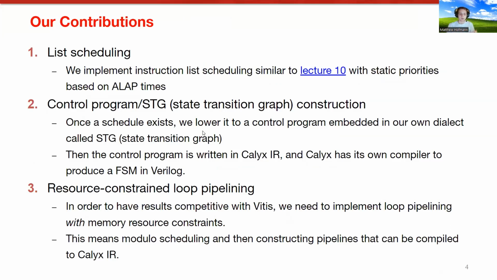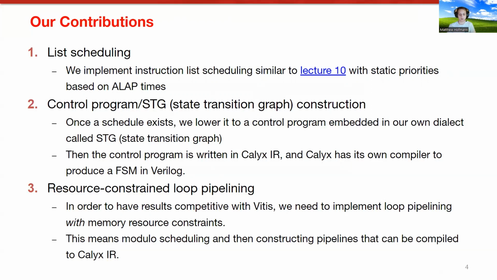So our contribution starts with list scheduling. We implement list scheduling very similar to Lecture 10, based on static priorities based on ALAP times. And then from a schedule, we construct a control program. Once a schedule exists, we lower it to a control program embedded in our own dialect called STG, which stands for State Transition Graph. Once we have this control program, we can then write it into a new representation called Calyx IR. And Calyx has its own compiler that can produce the Verilog that can finally be put on an FPGA.